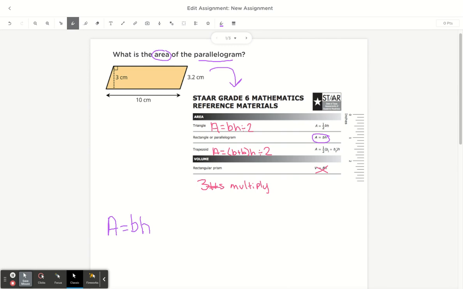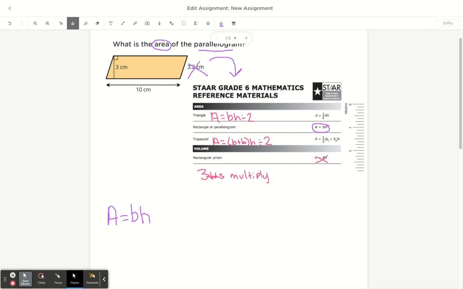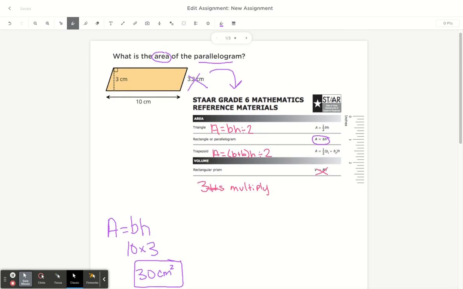So let's go back up here and look at my shape. And I see three numbers, but I only need two, a base and a height. So I remember that I never, ever use the slant. So I'm going to cross that out. I don't need that. Now I'm going to plug in my base. My base is 10 down at the bottom. And remember that the B and the H smushed together means multiply. So I'm going to multiply my base times my height, which is 3. And 10 times 3 is 30. So my area would be 30 centimeters squared. Remember, we never ever use the slant.